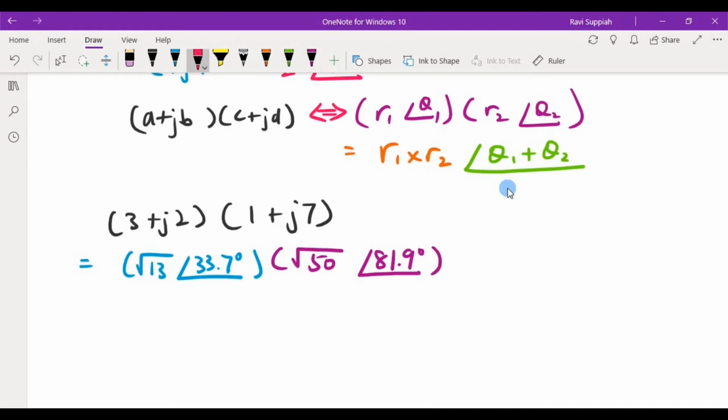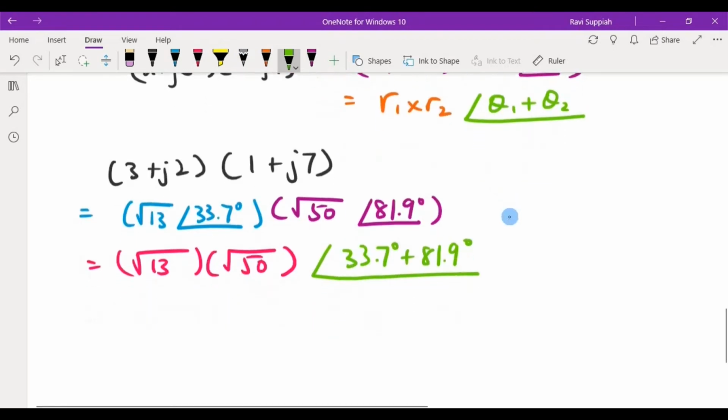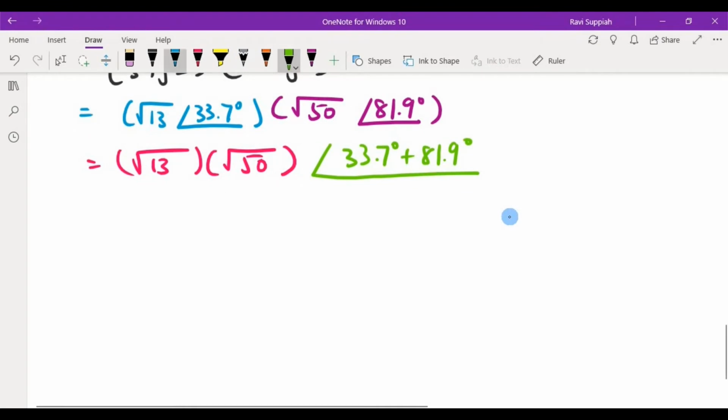And the next step, like what I've shown you here, is you multiply the r values together and then you add the angles together. So 33.7 degrees plus 81.9 degrees. Okay, so the rest you need to put in your calculator. What you will get here, square root 13 times square root 50, you get 25.5. Okay, and the angle you will get is 115.6 degrees.